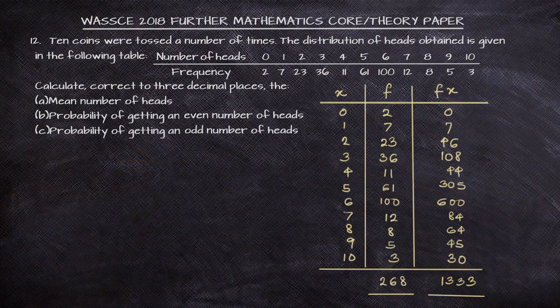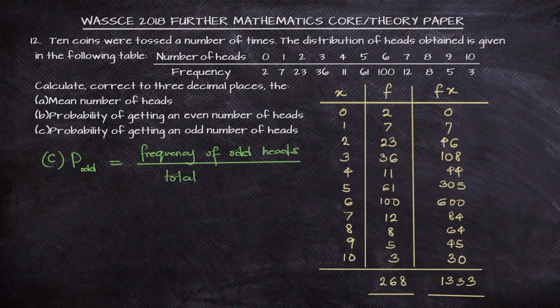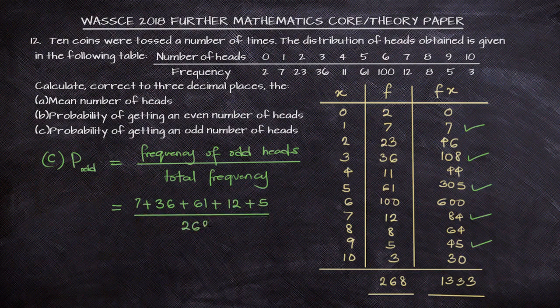Okay. And now finally from this question number 12, we're asked to find the probability of getting an odd number of heads. So the probability of the odd, since we identified the even numbers, we'll have the frequency of getting an odd number of heads, all divided by the total frequencies. Now, the odd heads are 1, 3, 5, 7, and 9. So if you add the frequencies of these, that will be 7 plus 36 plus 61 plus 12 plus 5, all divided by 268.